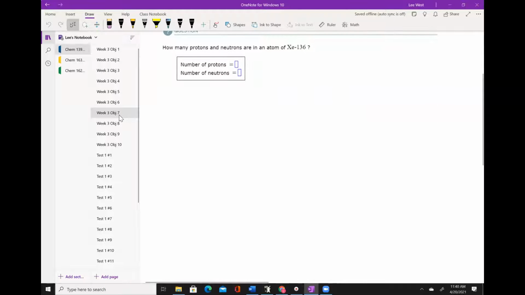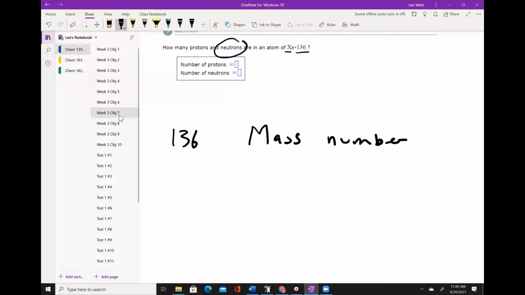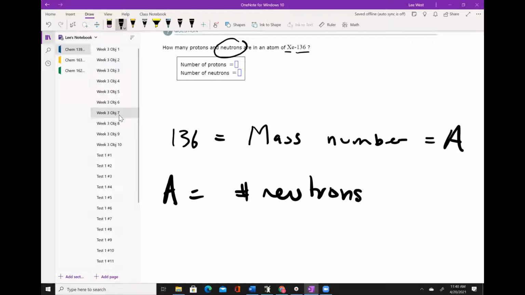Okay, how many protons and neutrons are in an atom of xenon 136? So the 136 on the end there is what we call the mass number, often given the abbreviation uppercase A. And A is equal to your number of neutrons plus the number of protons.